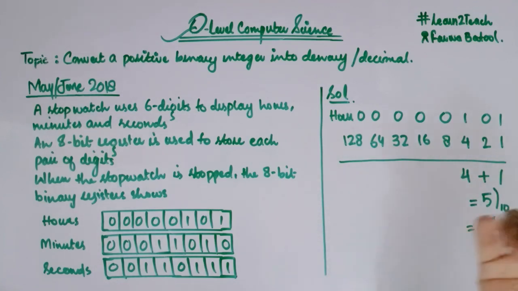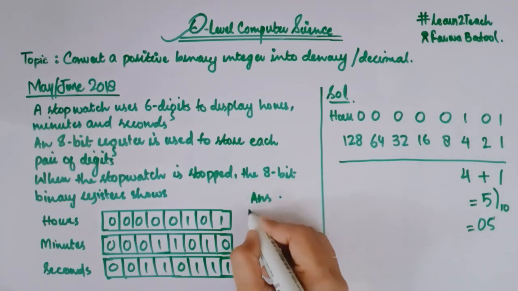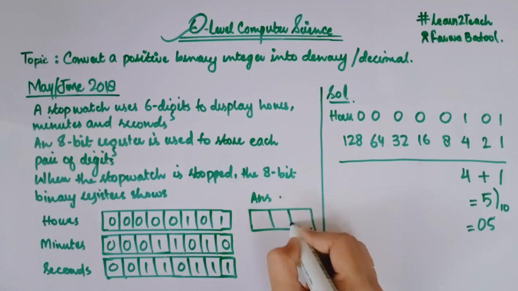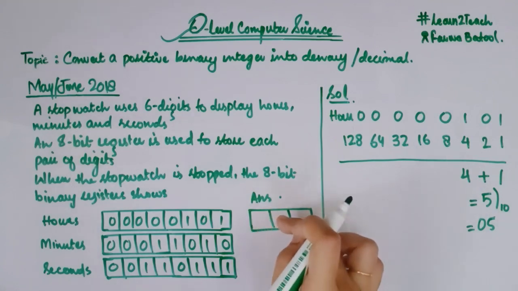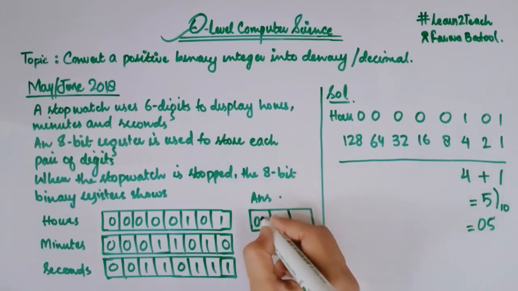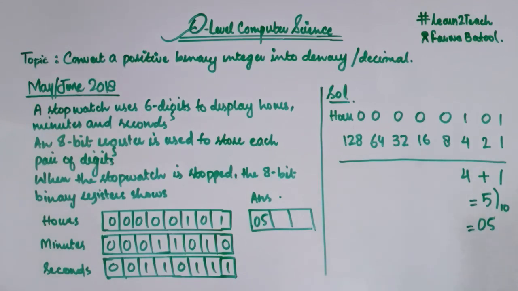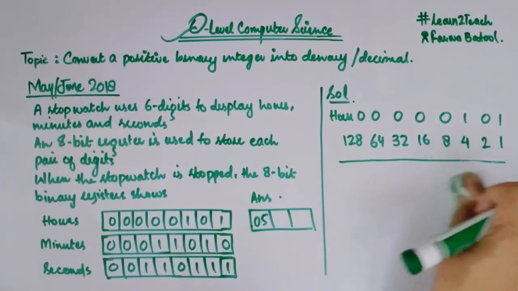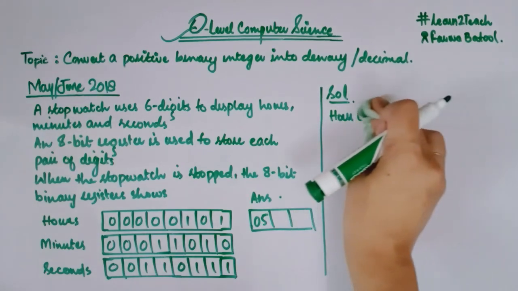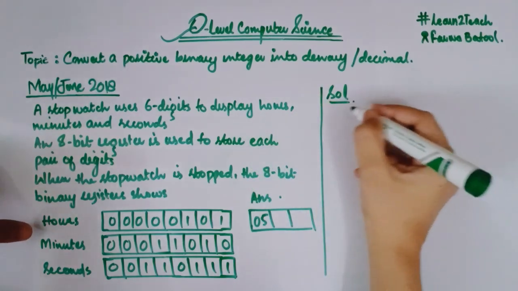Now let me keep my answer over here. I have a stopwatch that is showing 2 digits, one for R, one for minute, one for second. So I got the answer for R, that is 05, right? Now moving towards minute. So let me, oh, I'm sorry, I didn't require to remove it, but okay, let's do it again.